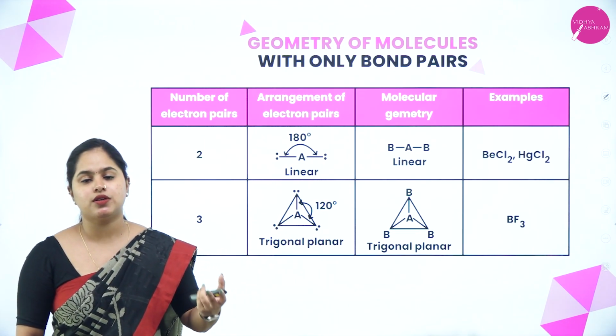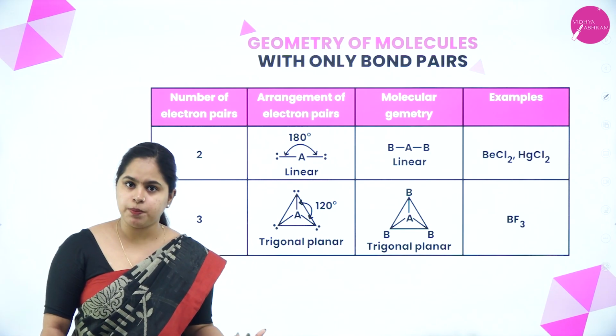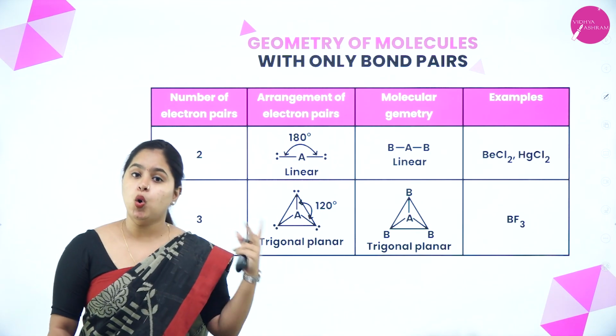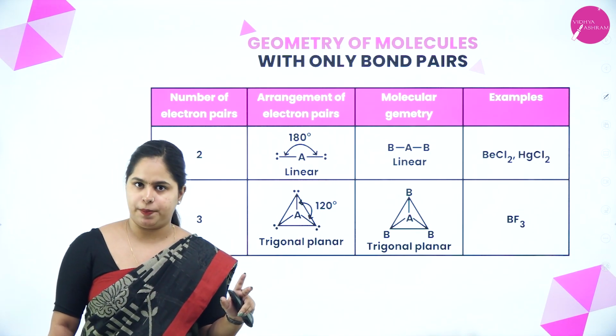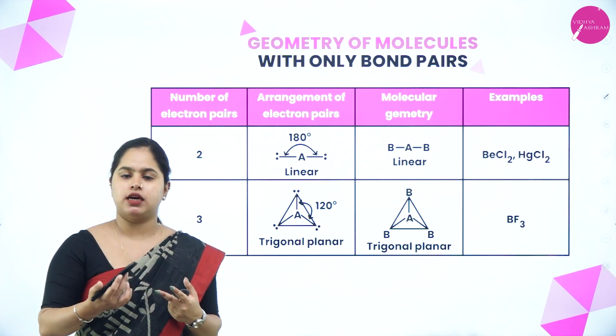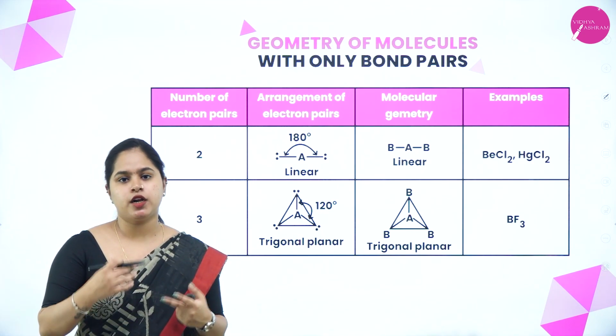So first we are going to discuss the geometry or the shape of molecules containing only bond pairs. There are no lone pairs in this case. When lone pairs are included, the scenario will be different.